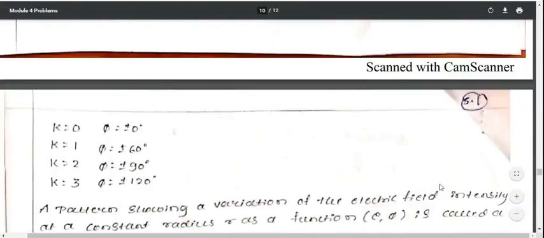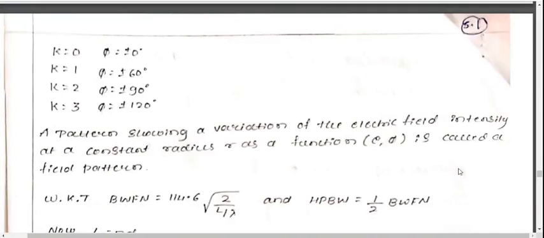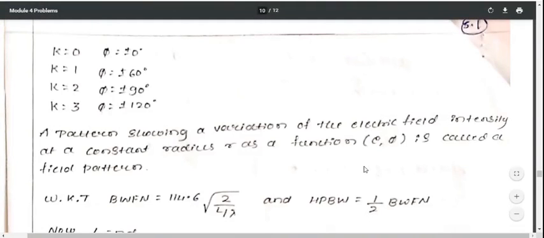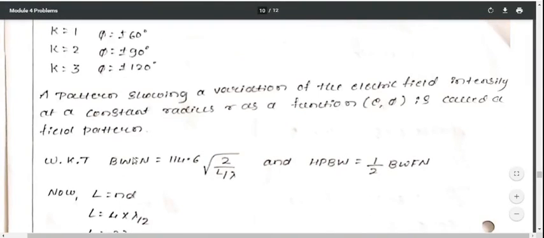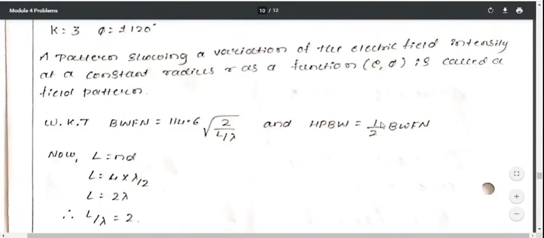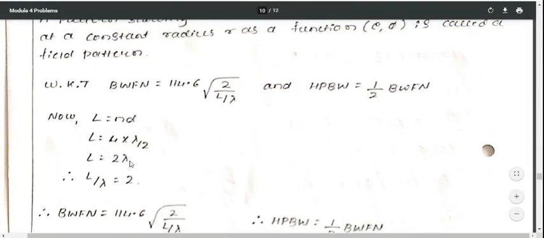Again, we have to complete this particular problem here. We know that the beam width between first nulls is equal to 114.6 into root of 2 divided by L by lambda, and half of it is the half power beam width. L is equal to n into d. What is n here? We have 4, number 4, and d is lambda by 2, the distance between the two isotropic point sources. So L is equal to 2 lambda.